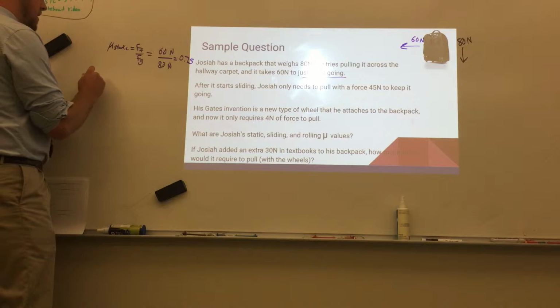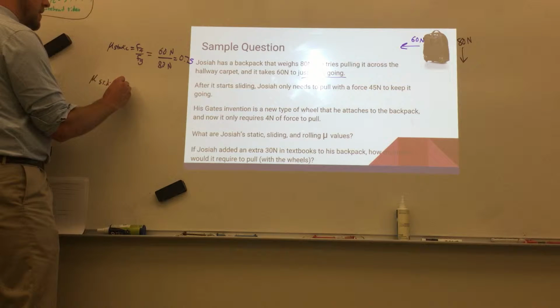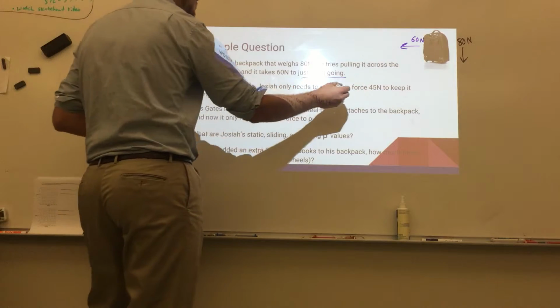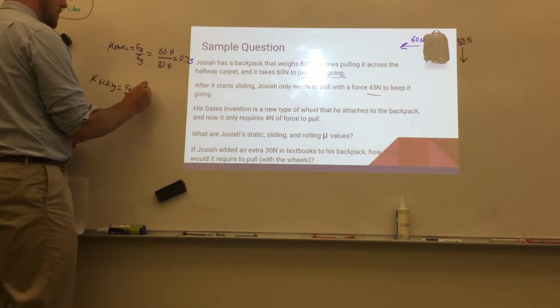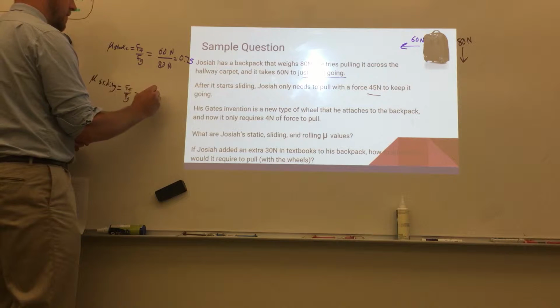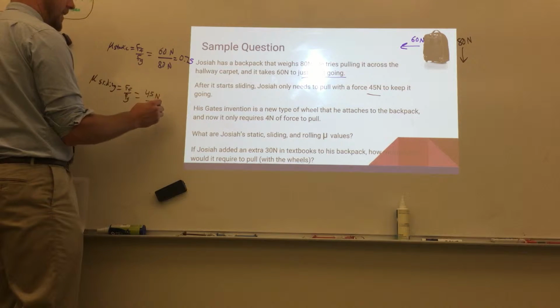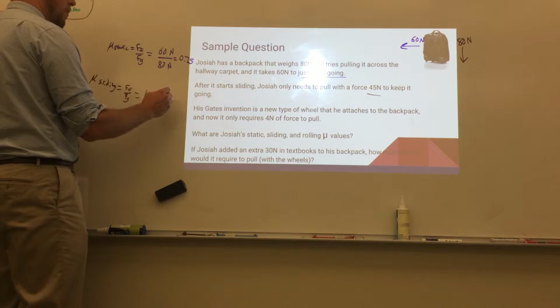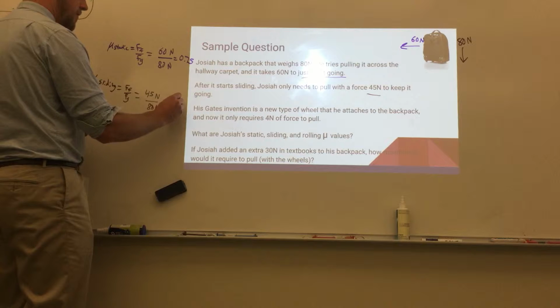Okay, moving on. Mu of sliding, so now he's pulling it across the carpet, and it now only takes him 45 newtons to keep it going as he's pulling it. So 45 newtons of friction. It still has that same mass of 80 newtons, or the weight of 80 newtons rather, sorry. 45 divided by 80 gives you 0.56.